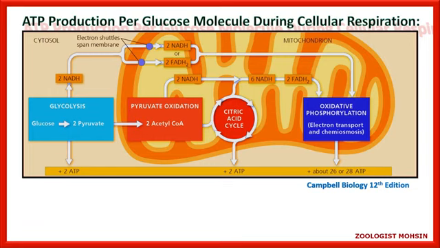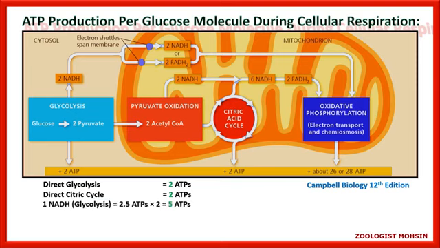Here is a schematic given in the Campbell Biology 12th edition. They claim that two NADH molecules move from the cytosol into the mitochondria, and we know that the inner membrane of mitochondria is not permeable to NADH. So NADH has to pass its electrons or hydrogen ions to another shuttle or carrier, and some energy is utilized. Direct glycolysis produces 2 ATPs and the direct Krebs cycle, or citric acid cycle, produces 2 ATPs. These 4 ATPs are agreed upon by all the available sources of biology and biochemistry.